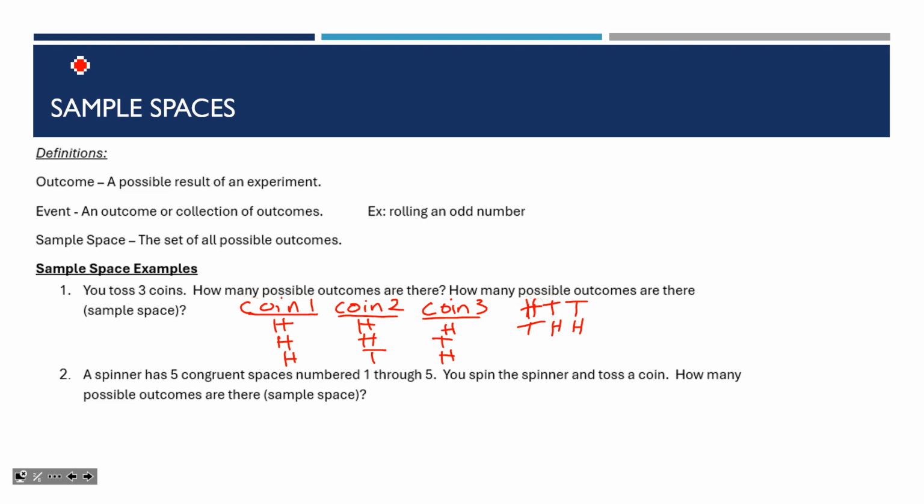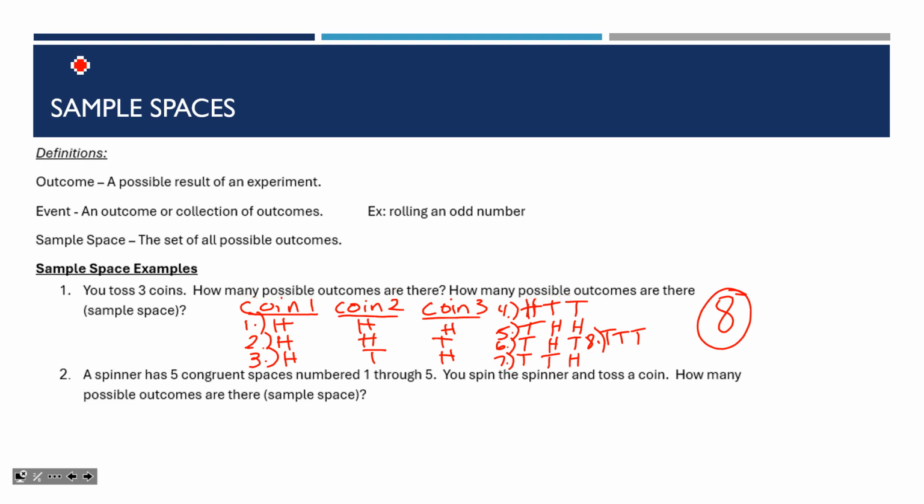Then what could coin 2 and coin 3 be? It could be tail, head, head. It could be tail, head, tail. It could be tail, tail, head. Or it could be tail, tail, tail. So how many possible outcomes are there? There's 1, 2, 3, 4, 5, 6, 7, and then 8. Each of those is a possible outcome. So there's 8 possible outcomes.